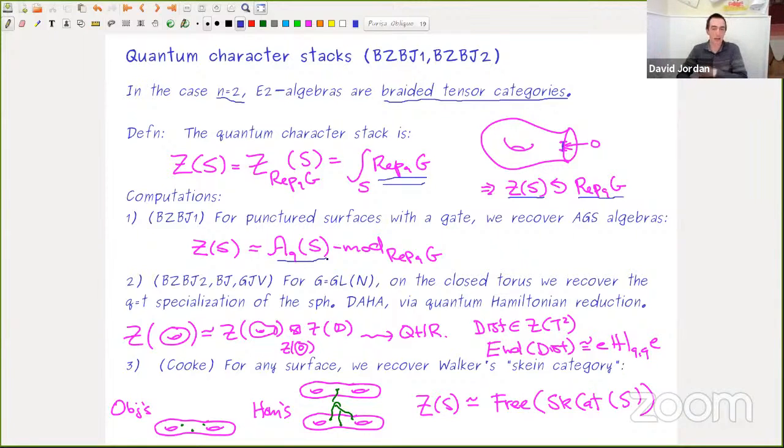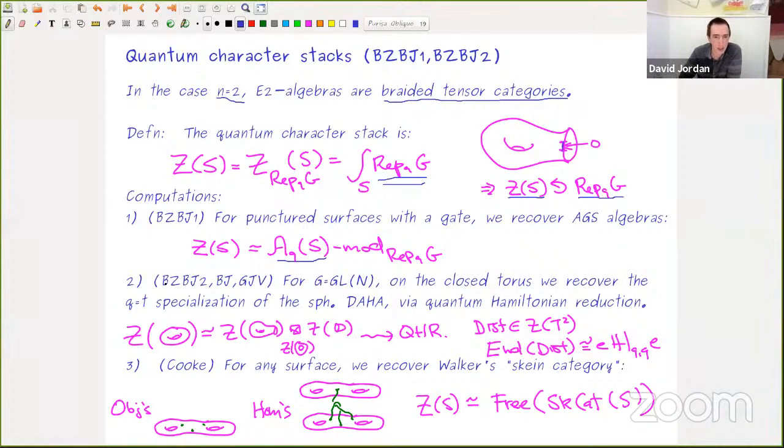Okay. And using these ideas, we were able to see the so-called spherical DAHA, an important and interesting algebra that I won't spend much time on, arises from considering the GL_N factorization homology of the closed torus. Okay, and the idea is that you decompose the closed torus as a union of the punctured torus with the boundary. This prescribes you something called quantum Hamiltonian reduction, and we were able to just compute this in quite explicit detail.